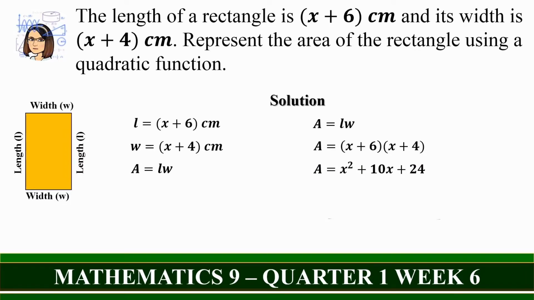Multiplying these two binomials, we get x squared plus 10x plus 24. This is now the area of the rectangle. But again, we need to represent the area of the rectangle using a quadratic function. Therefore, we will just change A into f of x. So the answer is f of x equals x squared plus 10x plus 24.